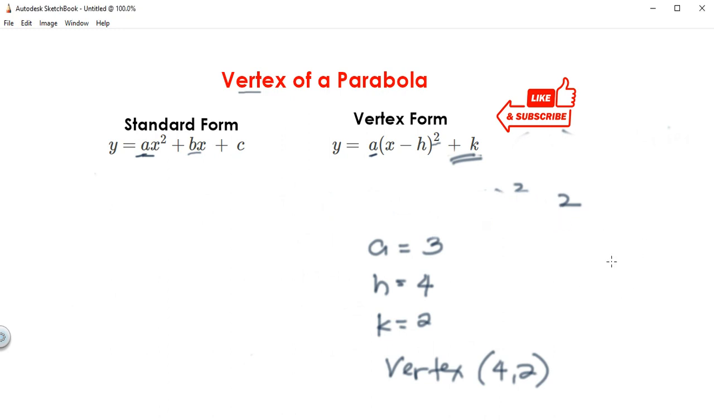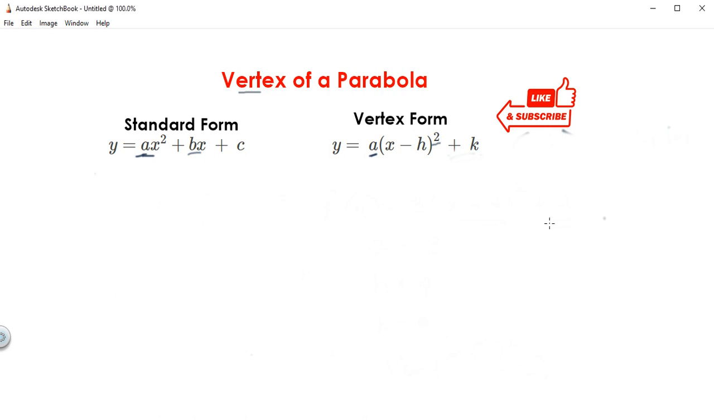So let's move on to what if you're not given a vertex form, you're given a standard form. If you're given a standard form, this is your formula for h: h is negative b over 2a. Remember, your h is whatever is being subtracted from your x. And your k is f of h, meaning you substitute your h into your equation. All right, let's try an example.